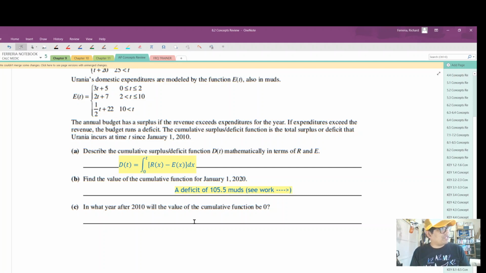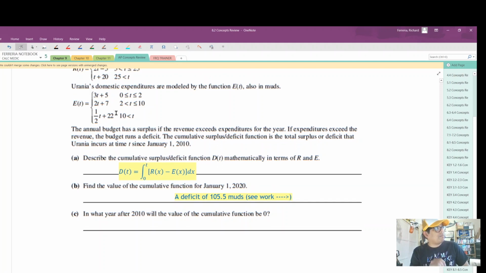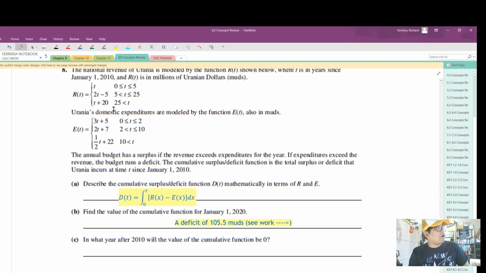And finally, for letter C, after 2010, where will the cumulative function be equal to 0? So basically, you want to know when the integral of r is equal to the integral of e. And for this one, notice that past 10, e is this function 1/2 t plus 22. And r is this function 2t minus 5 from 5 to 25. And then after 25, r is t plus 20.